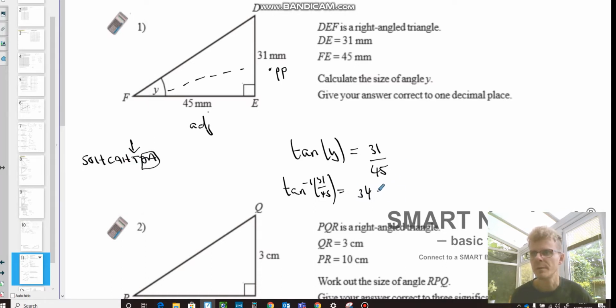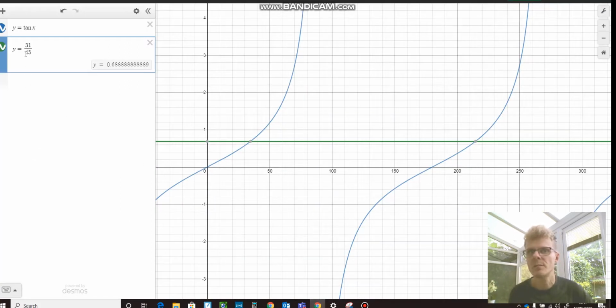So for all intents and purposes, there's your answer. What have we actually done though? So I've done 31 over 45, that's that decimal there, 0.688, and I've drawn the tan graph, that's the one you can see in blue. Okay, and there's obviously a little bit more to it because this graph oscillates infinitely, comes back and keeps going, but the one we're interested in is this.